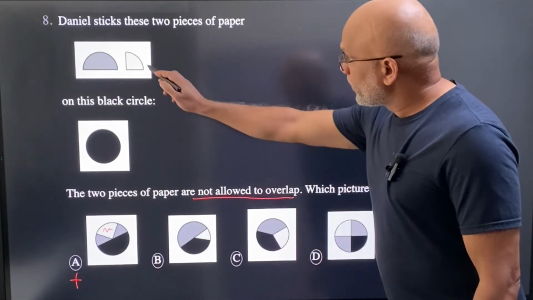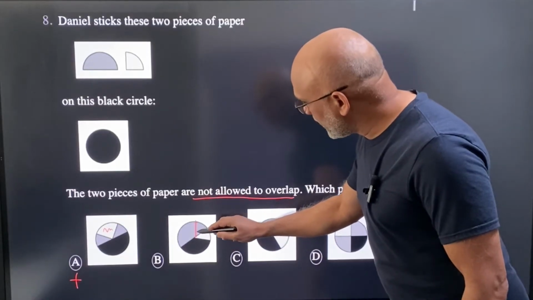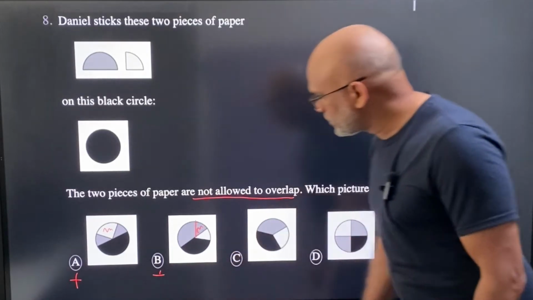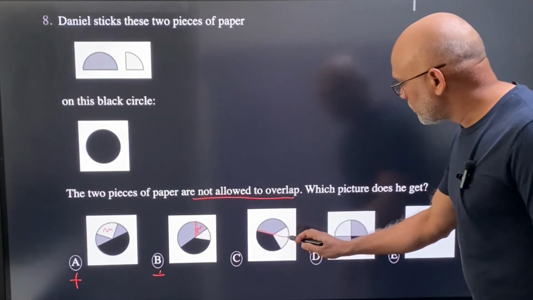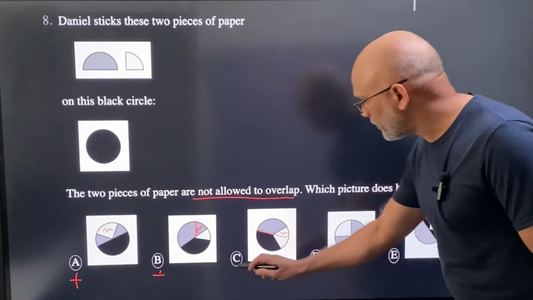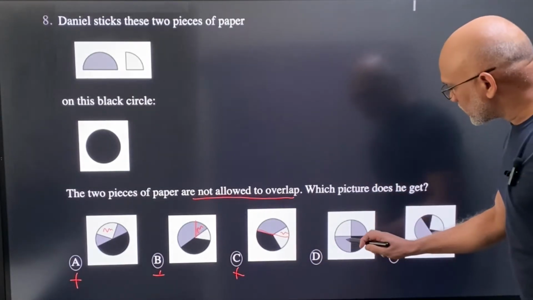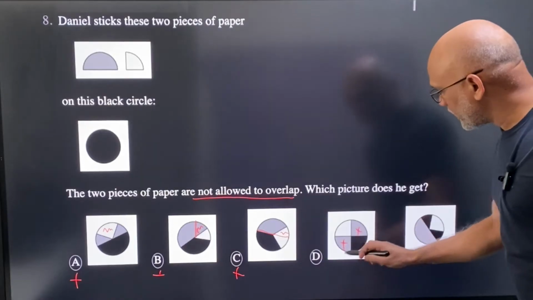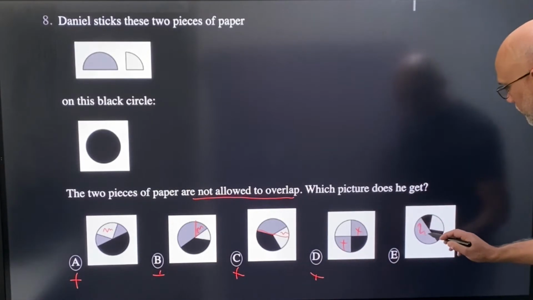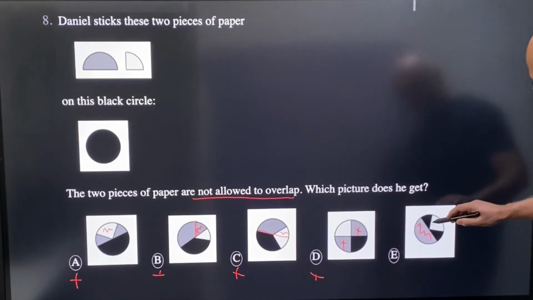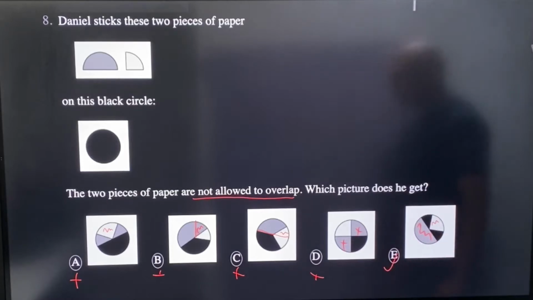Here, this white is a quarter circle and there is some overlap here. So it's not going to work. Here, the gray semicircle goes like this, so there is some overlap here. This is not going to work. Here, the gray is a semicircle, not 2 quarter circles, right? So this is definitely not the correct choice. Here, this is the gray semicircle, and this is the white quarter circle, and there is no overlap. So E is the correct choice.